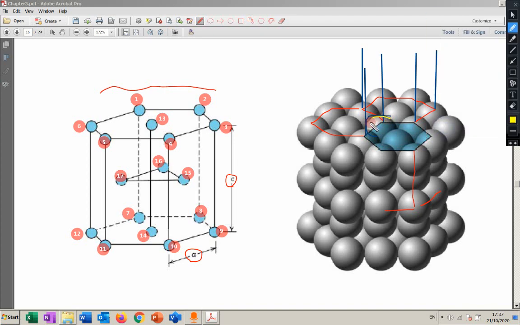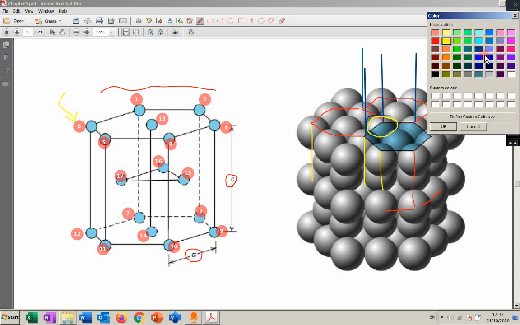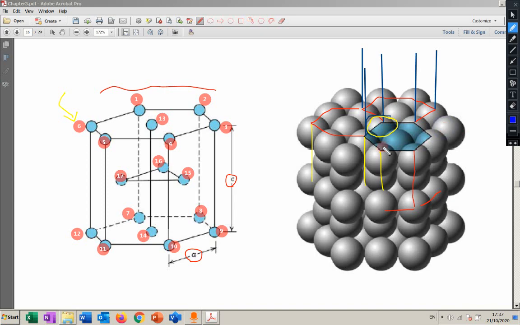Let's say we're taking this corner atom here. 3 will be down, and 3 will be top, so each corner atom will be shared between 6 unit cells. This is because it's hexagonal. Each corner atom will be divided by 6, because it will be shared between 6 unit cells. Those are the corners.